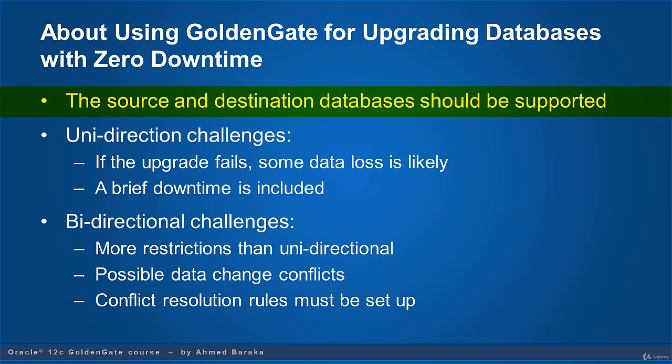So, if the source and destination databases are supported by GoldenGate, and if we can deal with the GoldenGate restrictions, GoldenGate can be used to upgrade the system database from the source database release to the destination database release. The practice will demonstrate using unidirectional replication to upgrade an Oracle database 12c to an Oracle database 19c.